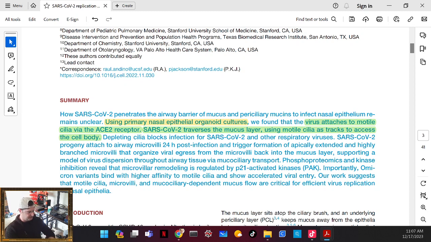COVID progeny attached to airway microvilli 24 hours post-infection and trigger formation of apically extended and highly branched microvilli that organize viral egress from the microvilli back to the mucus layer, supporting a model of virus dispersion through airway tissue via mucociliary transport. Okay, that's an interesting point.